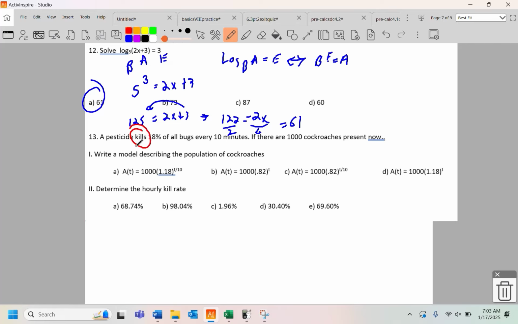All right, a pesticide kills. That is definitely decay. And we taught this, everything going on here. So we're going to talk about the amount after time passes is the principal times 1 minus r. And the exponent is going to be t over whatever this time period is.